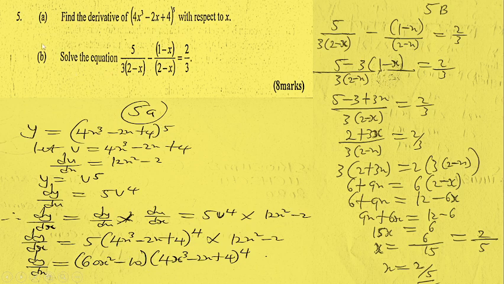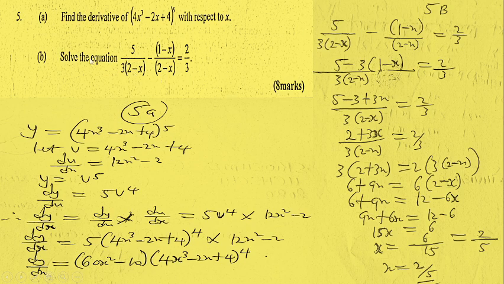Now, the second part of question number 5 is also algebraic fractions, the equation part of it. We have to find the value of x here, given that 5 over 3 into 2x minus 1 over x over 2 minus x is equal to 2 over 3. So we have to find the value of x, and that's what we'll do now. How do we do that?